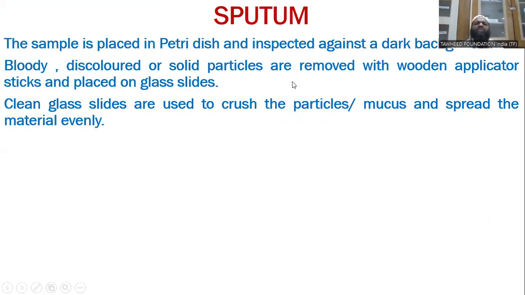The sputum sample is placed in a petri dish and inspected against a dark background. Bloody, discolored or solid particles are removed with wooden applicator sticks and placed on glass slides. Clean glass slides are used to crush the particles and mucus and spread the material evenly.